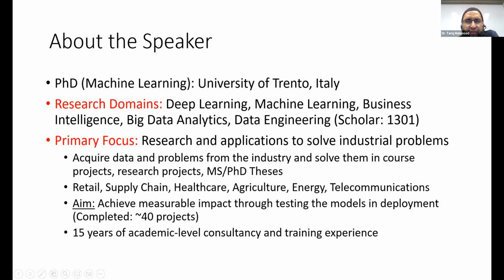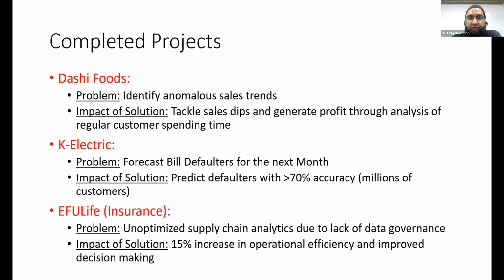I've worked in the last 10 years with the retail sector, supply chain, healthcare, also agriculture, energy, and telecommunications on different projects. So I've completed almost 40 projects in this manner while working with 3 different institutes in Pakistan. Not all of them can be considered products, but all of them are projects which were completed, and some of them were handed over to the industry, and many were presented, and others were for our own benefit. I also have consultancy and training experience in these domains in the last 15 years.